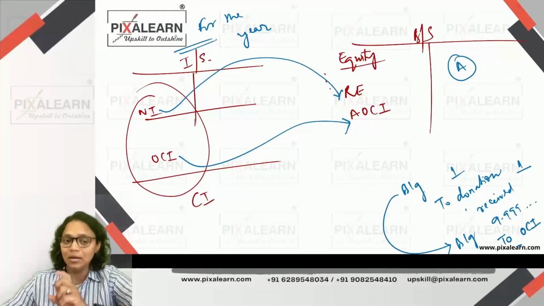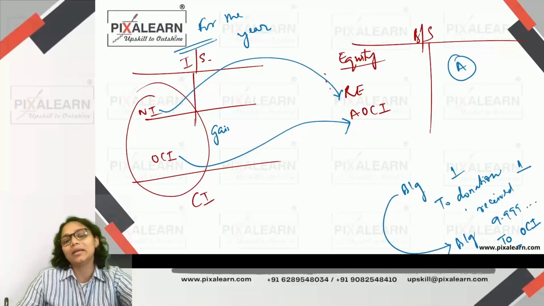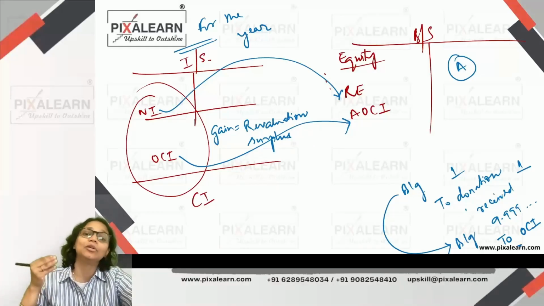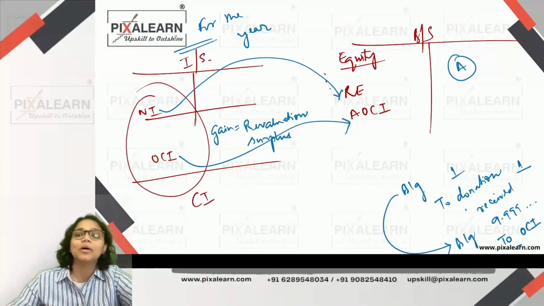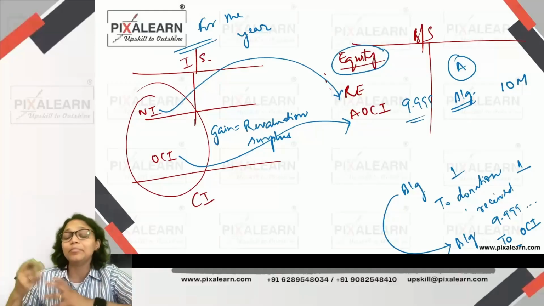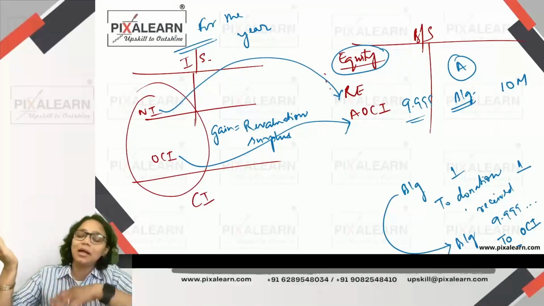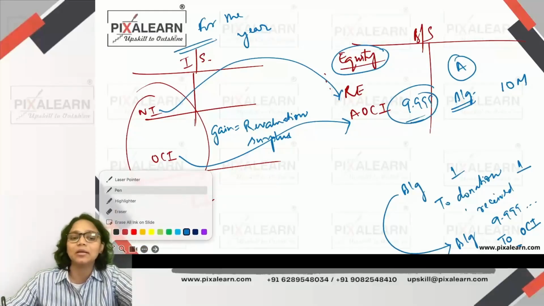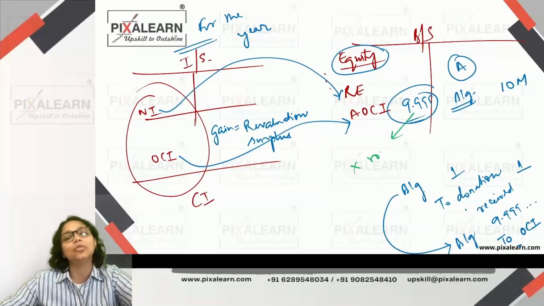So this is a gain. This is a gain, and this OCI gain would be on account of revaluation surplus. And when you do that, the value of your OCI would increase and the equity would increase. So ultimately, the LIC building would continue to show in your books at 10 million, and your equity has also gone up by 9.9999 million. That means what? We increased the asset and we increase the equity, but this increase is not routed through the income statement. So this increase is not routed through the income statement.